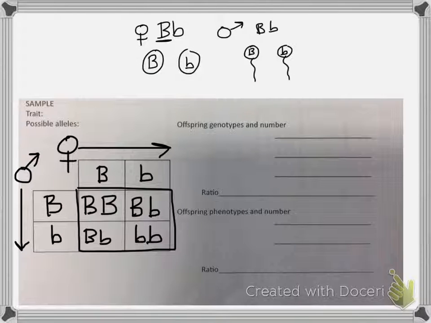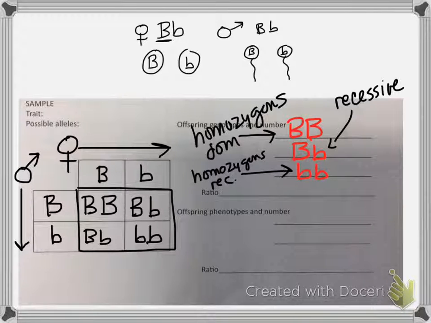I'm going to shrink my little gametes here. So there are 3 possible genotypes for these offspring. There's big B, big B, there's big B, little b, and there's little b, little b. In other words, homozygous dominant, homozygous recessive, and what did I just write there? That was not what I meant to write. Heterozygous.